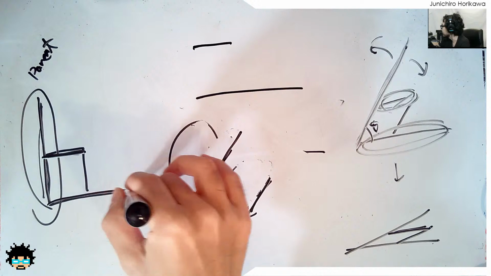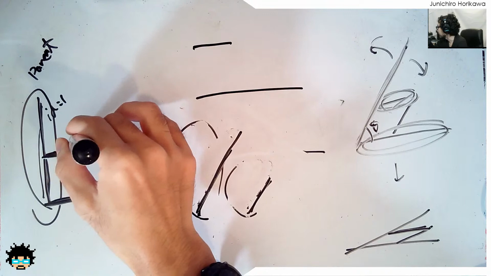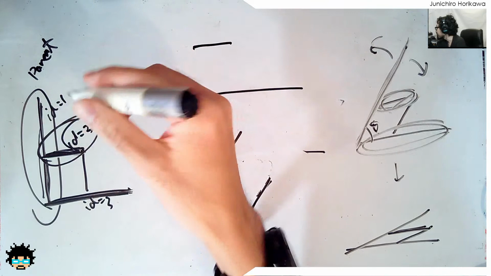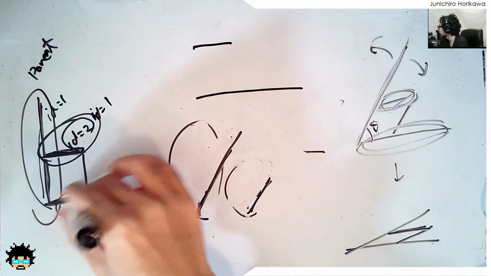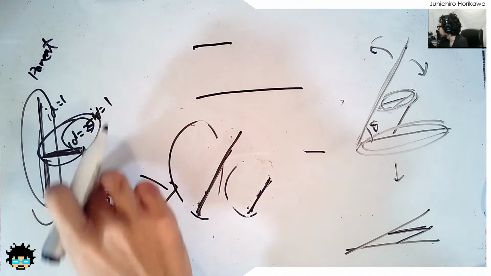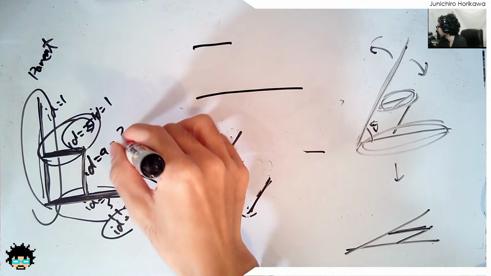So if the parent has an ID equal to 1 and this one has an ID code 2, this one has an ID code 3, and the ID 2 piece has connection information which connects to ID equal to 1, and this one also has connection information ID equal to 1. And then this side one is connected to either this one or this one. You can choose either one. And let's say this one has an ID equal to 4 and is connected to ID equal to 3.